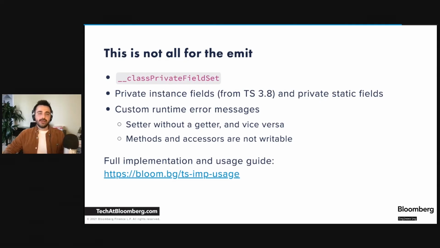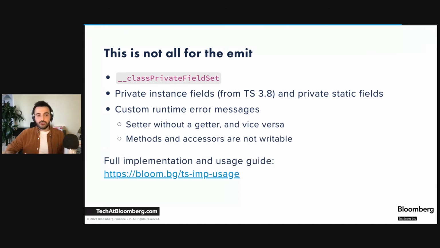The examples we have seen today only show the read operations from private members. Obviously, assignments and updates are possible, for example, using a private setter, and those are done using a different helper function called class private field set. It works in a very similar way. It first does the branch check to see if you're allowed to access that private member, and then if that succeeds, it does the operation to update or assign new values.